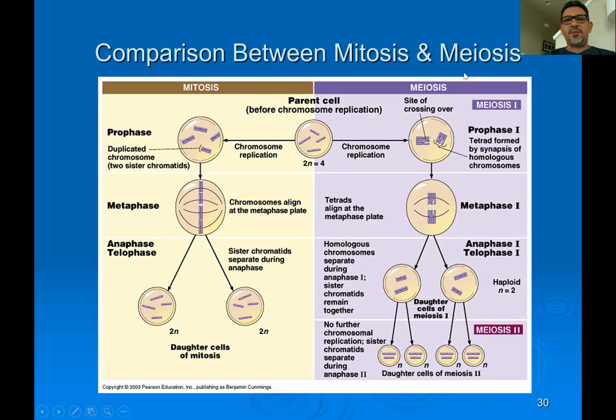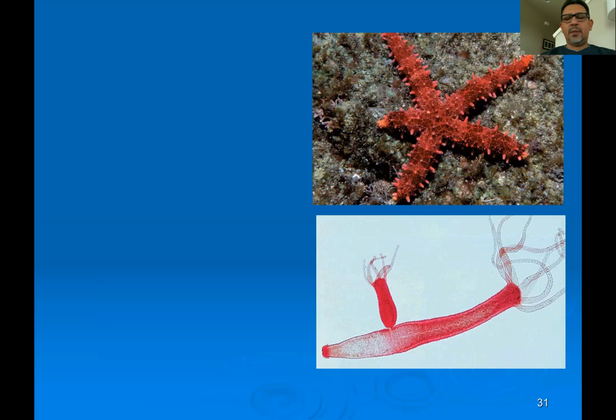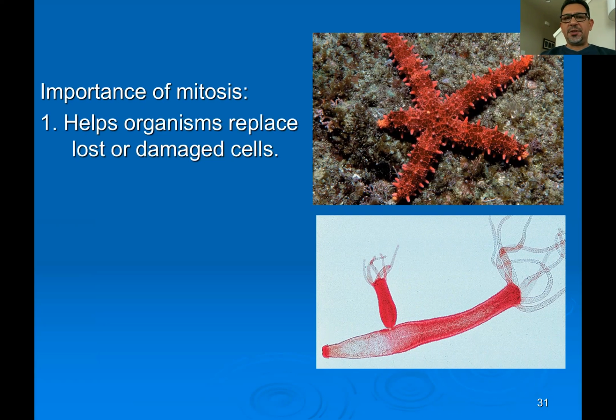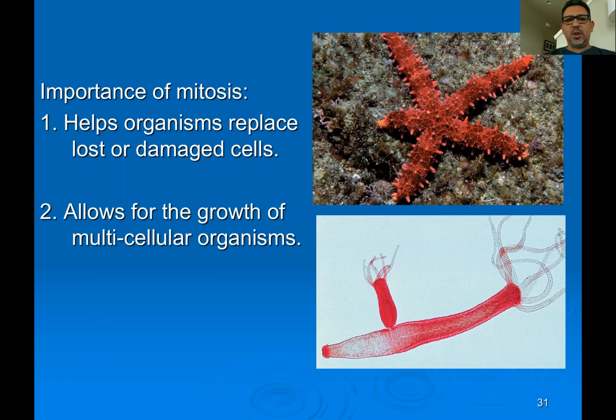Another important difference between mitosis and meiosis is with regards to the uses of the cells that are being made by these two processes. If we focus first on mitosis, we're going to see that mitosis helps organisms that have suffered an injury replace cells that were lost through that injury or became damaged and eventually need to be replaced.